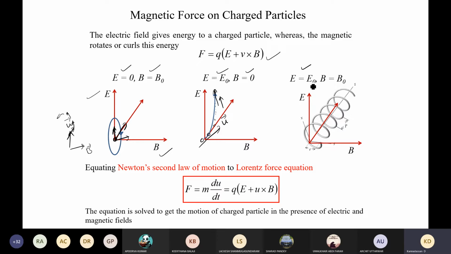And here both are available. The electric field will be in this direction, and due to this magnetic field, perpendicular to both the u vector as well as the B vector along this particular direction, the velocity will try to change. Because of that, the charge, whichever direction it starts in, will try to go in a spring-like, or we can say helical shape, and that is the basic behavior.